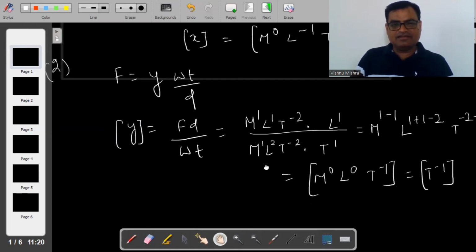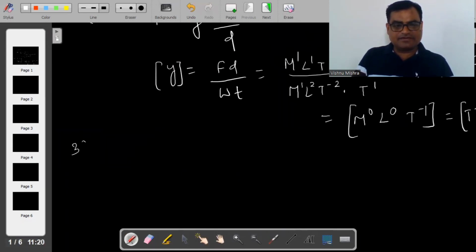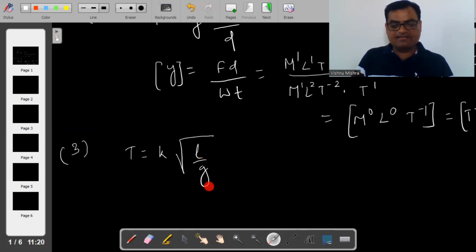Third is what? Have you written all this? Okay. Third assignment: T is equal to k square root of L by g. Here T is the time period, L is the length, g is the acceleration due to gravity. Find out the dimension of k.